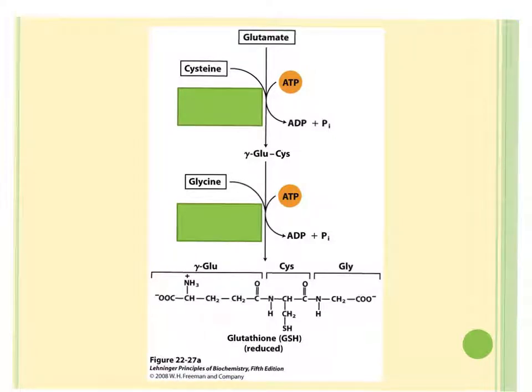So in the beginning, for the first step, we have glutamate and cysteine coming together using an ATP to make gamma glutamyl cysteine, making the dipeptide. So what class or classes of enzymes can this be?